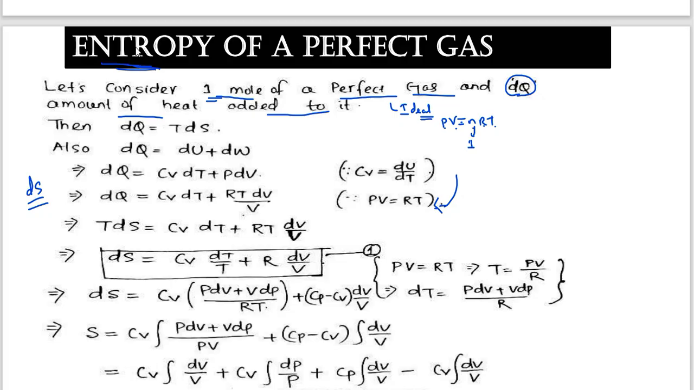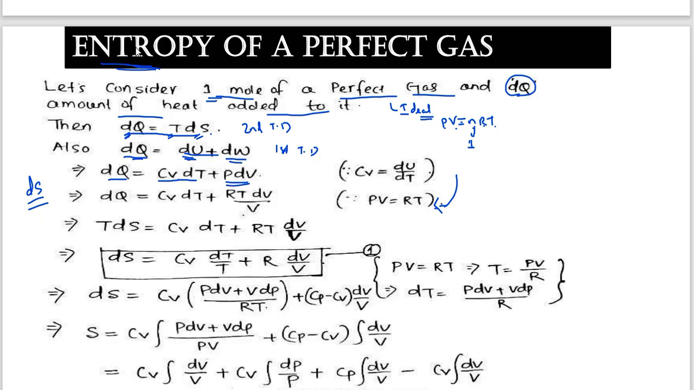The first part is dQ equal to TdS. This is the second law of thermodynamics. What is dQ? dQ is the amount of heat added, T is temperature, dS is the change in entropy. So also dQ equal to dU plus dW. This is the first law of thermodynamics, and this is the second law of thermodynamics. Okay, so dQ is equal to dU, meaning CvdT, plus dW, meaning PdV.